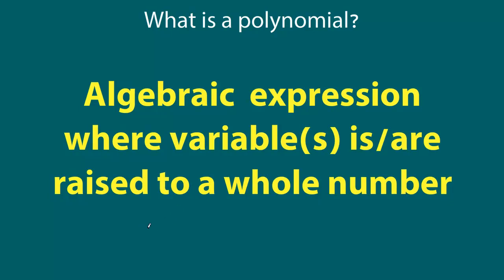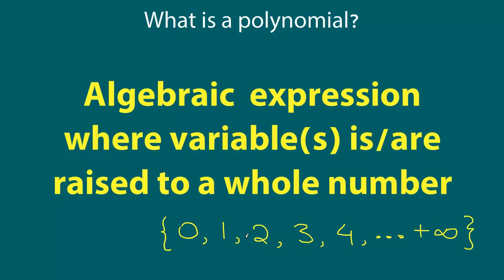Now what is a whole number? Let's quickly recall. Whole number is simply a collection of numbers that start from 0 and then they go like 0, 1, 2, 3, 4, 5, so on and so forth, all the way to plus infinity. So collection of these numbers, we call them whole numbers. So whenever we have an algebraic expression where all the terms that contain the variable have the variable always raised to a whole number, then that particular algebraic expression, we call it a polynomial.